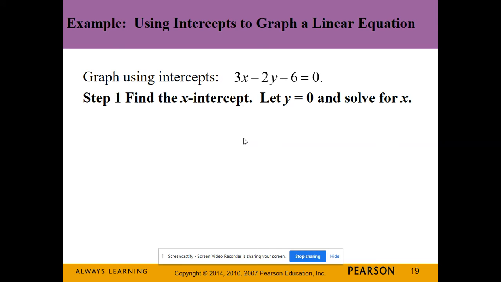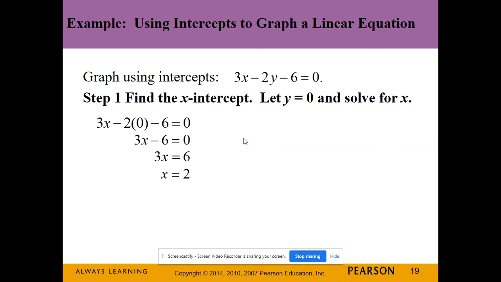Find the x-intercept by letting 0 equal y. So we're going to substitute 0 in for y, which essentially means it goes away. So now you've got 3x minus 6 equals 0. You add 6, divide by 3, and you get x equals 2. So the x-intercept is 2.